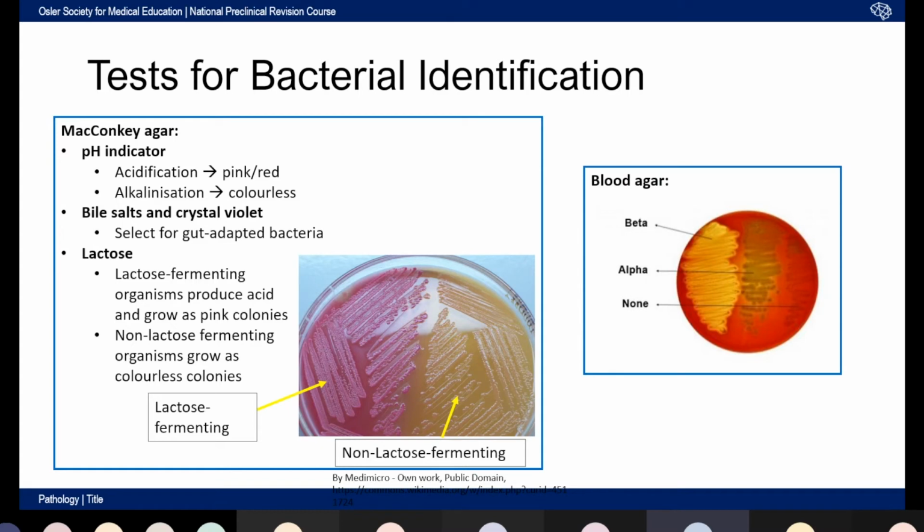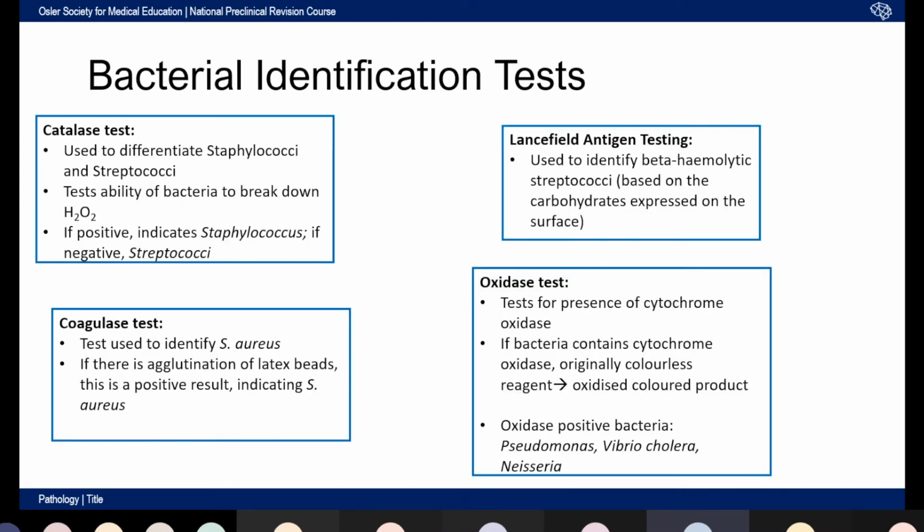So alpha, beta, and the non-hemolytic agar. And here are some of the other tests. I'm not going to go through the details of how to do them, just quickly what they're meant to show. So the catalase test can be used to differentiate staphylococci and streptococci, and it tests the ability of bacteria to break down hydrogen peroxide. And if it's positive, it indicates staph, whereas if it's negative, it indicates strep.